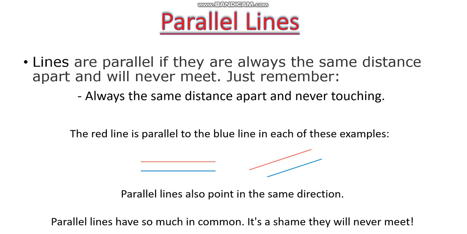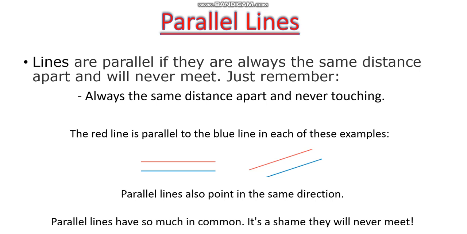Today we're going to be looking at parallel lines. So we say lines are parallel if they're always the same distance apart. So all the way along the lines, between the two lines, there's the same distance. So they're always the same distance apart, and that means they'll never be touching.